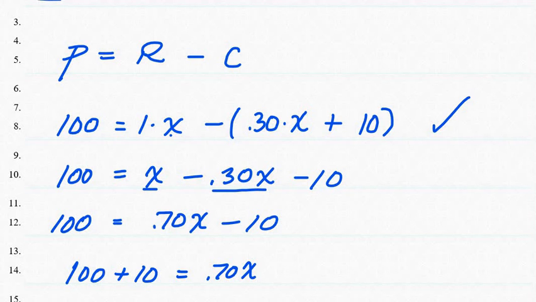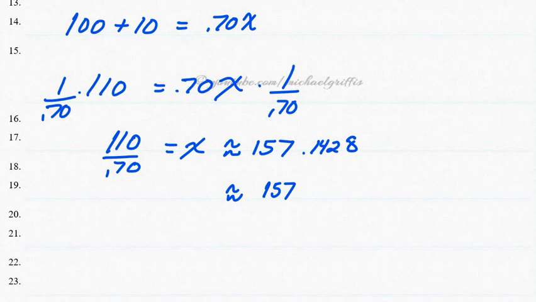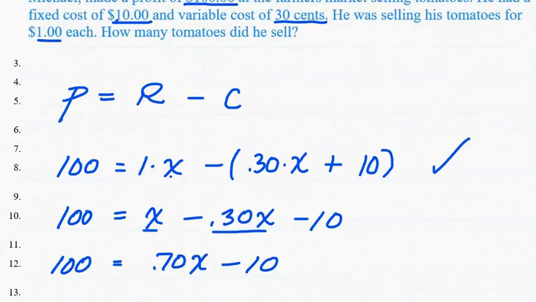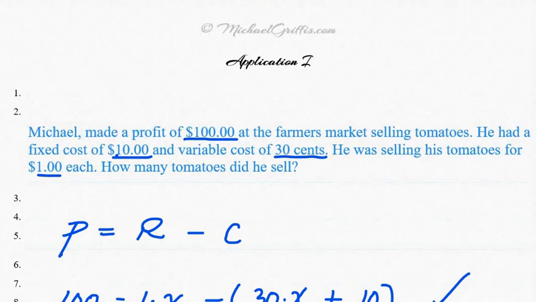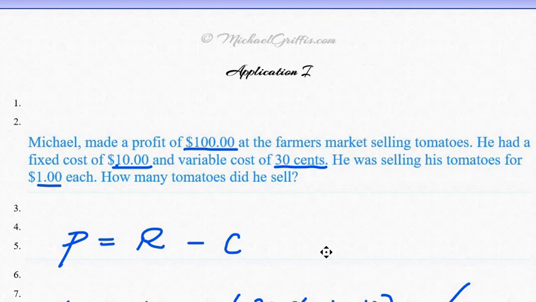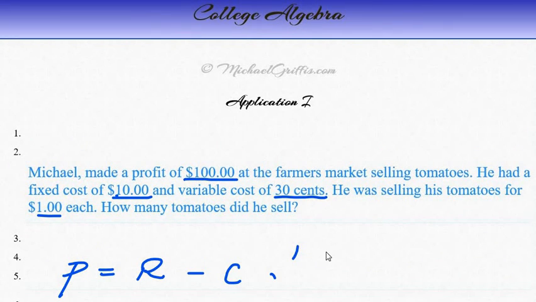All right. Okay, 157 tomatoes. It can be done. I've done it. Anyway, so this is very useful. Better learn it. Better memorize it. Okay, see you over in the next problem.